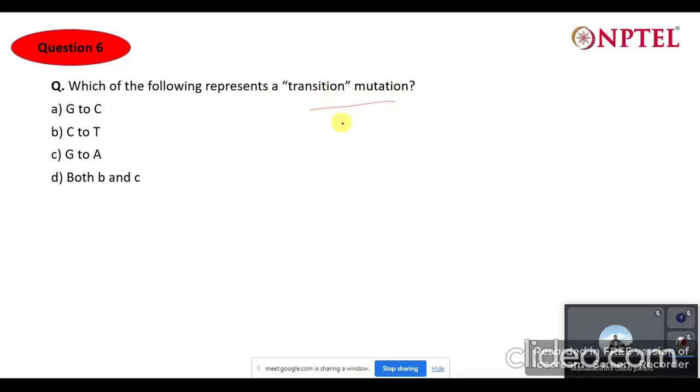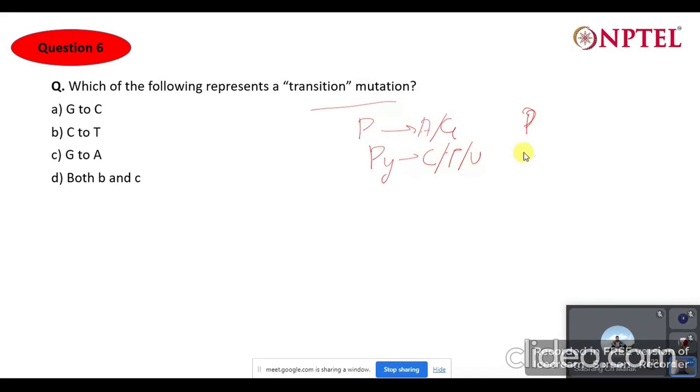A transition mutation is one in which the same type of nitrogenous base is exchanged. Purines are adenine and guanine, and pyrimidines are cytosine, thymine, or uracil. So in a transition mutation, a purine is exchanged with a purine and a pyrimidine is exchanged with a pyrimidine.